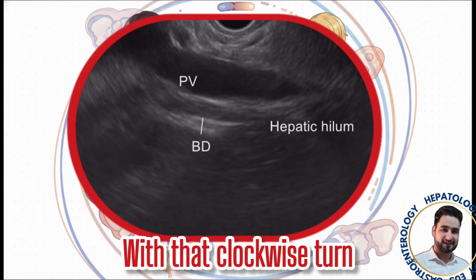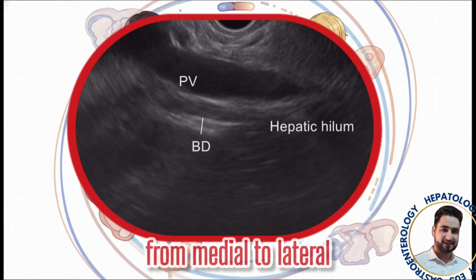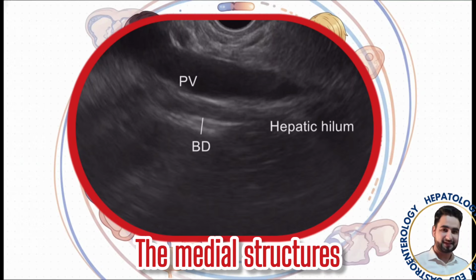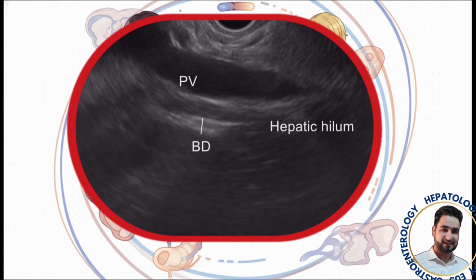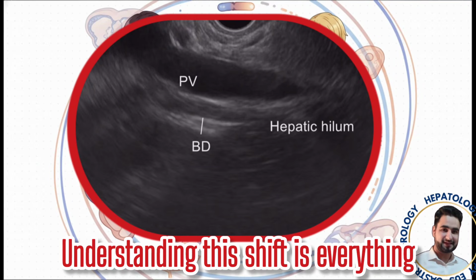The entire map of your image has just been redrawn. With that clockwise turn, your sound waves are now going from the middle of the body outwards, from medial to lateral. So guess what's at the top of your screen now? The medial structures. They're the closest. And the lateral structures, out on the patient's right, are now the farthest away, so they'll be at the bottom of the screen. Understanding this shift is everything.